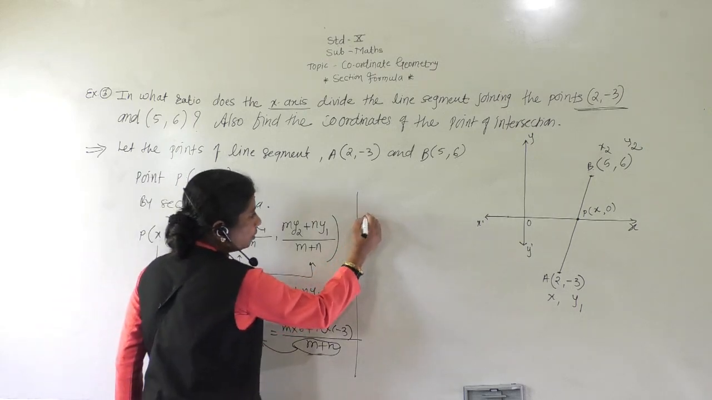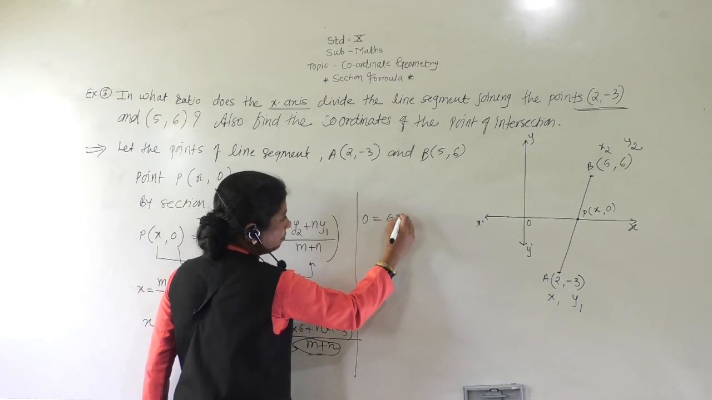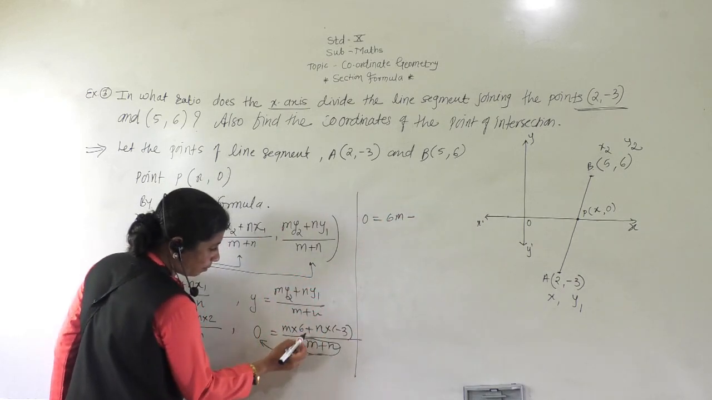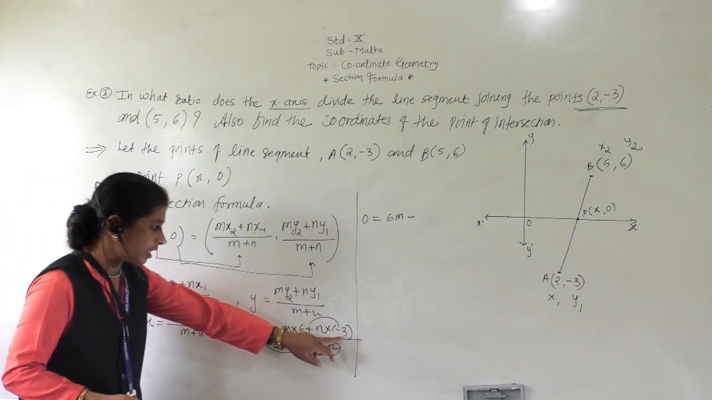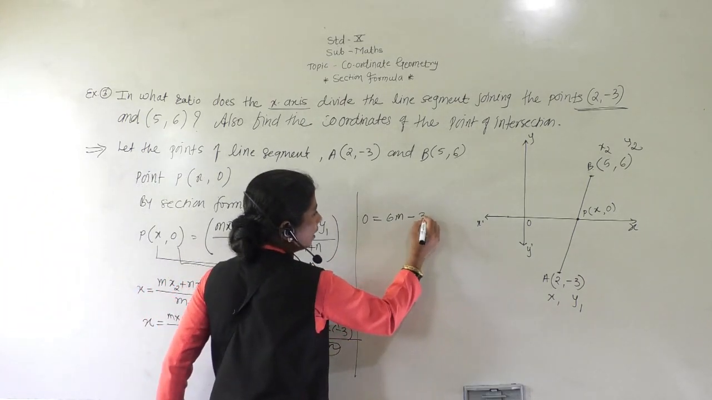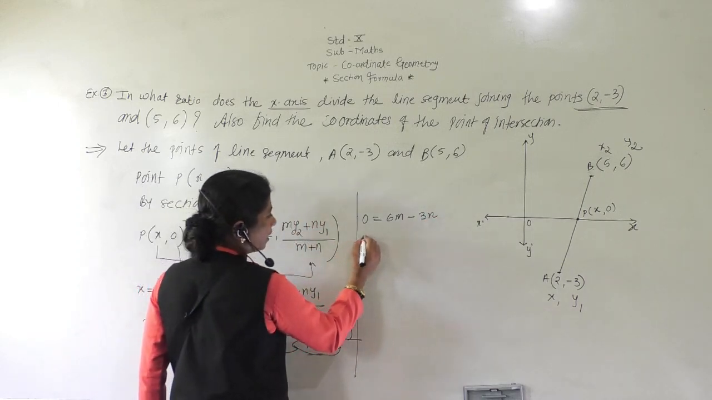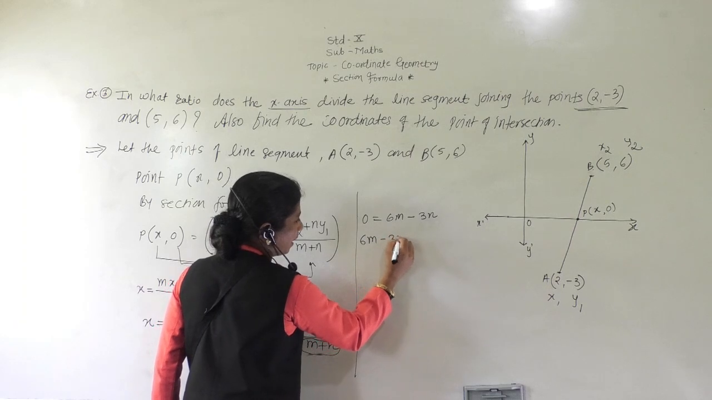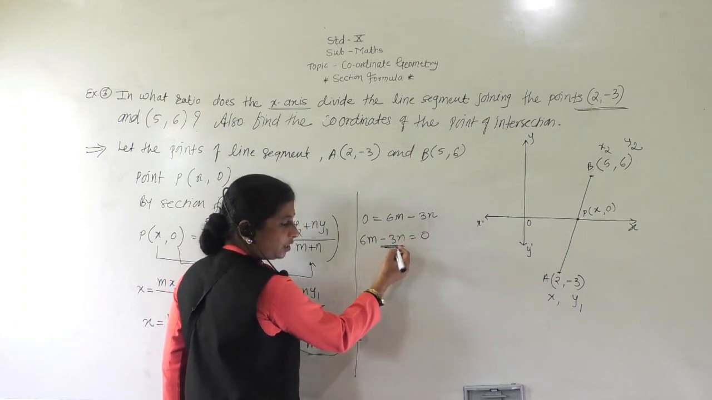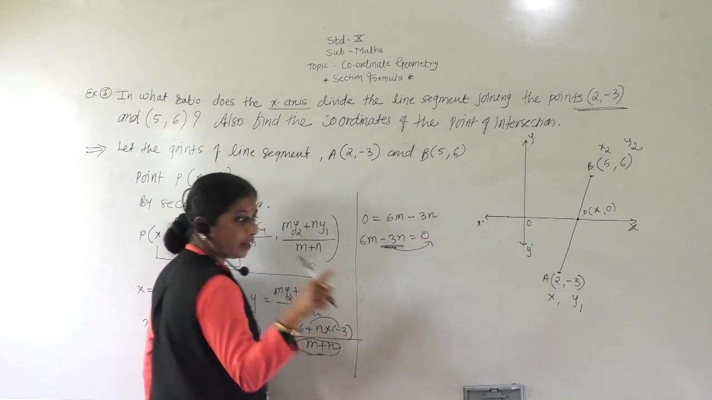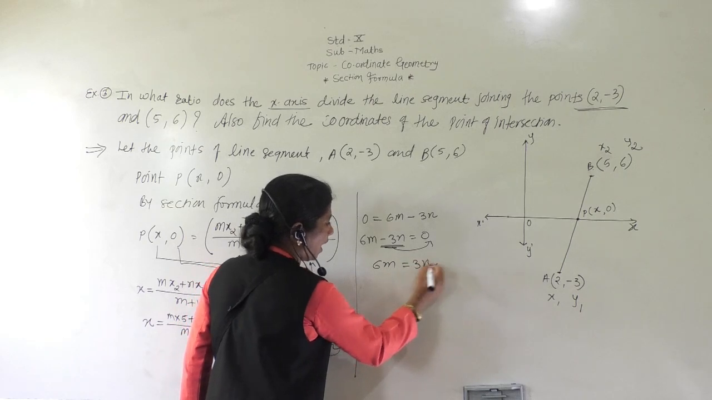So 0 equals to, what is remaining here? 6m minus, how minus? This plus and this minus. So minus 3n. Okay. 3n. Right? Now we can simplify here. We write 6m minus 3n equals to 0. We will change this side. Minus 3n, you will shift this side. So you will get plus 3n. Correct? So 6m equals to 3n.